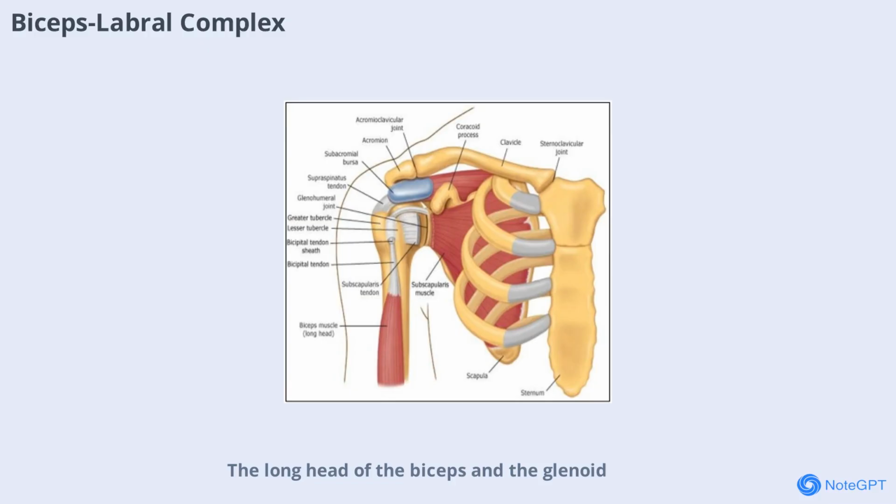The long head of the biceps and the glenoid labrum together form what's known as the biceps labral complex, or BLC. This complex can be divided into three main regions: the inside, which includes the superior labrum and LHBT anchor, the junction where the intraarticular LHBT and its pulley system reside, and the bicipital tunnel, which houses the extraarticular biceps. Each region is associated with specific injuries and clinical presentations, making this classification crucial for diagnosis and treatment planning.